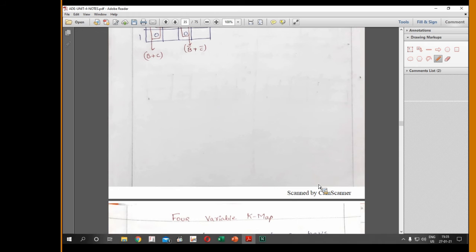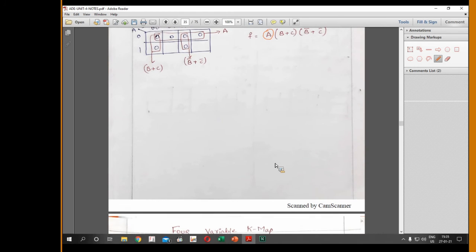If it is clear, then I'll move to your 4 variable function minimization. So practice on this one. Take more examples and practice on your minimization of your 2 variable, 3 variable, 4 variable K-maps using your SSOP and SPOS functions. Okay.